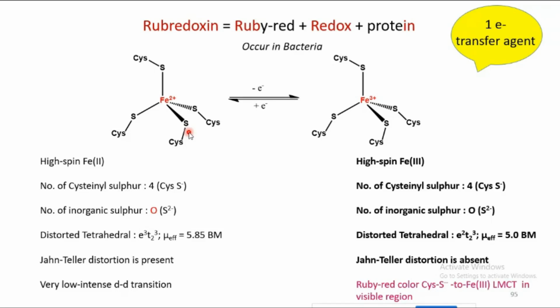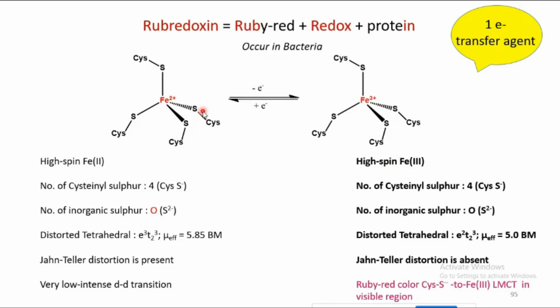What is the reason for such kind of distortion? It may be due to the bulky nature of the system. Of course, the protein scaffold which is present around the enzyme. Here we are not showing the protein environment. We are only showing the coordinating atoms. The bulky protein environment forces the geometry to distort from ideal tetrahedral.